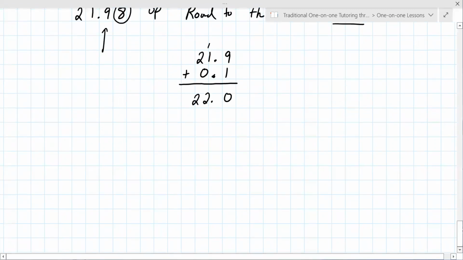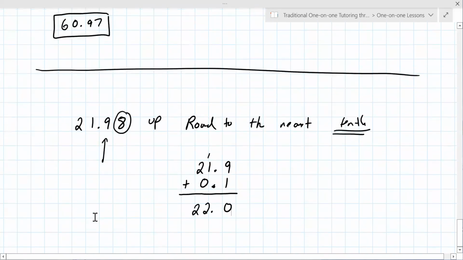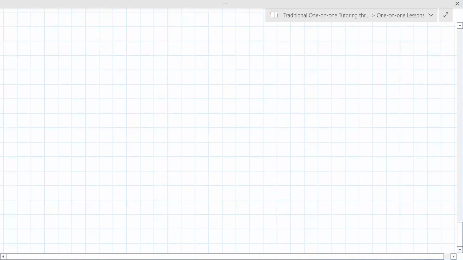Okay, so I want you to try a couple of problems, but do you have any questions about this? Like it's okay if when you add it goes up to 0 and then you carry. No, I don't have any questions.